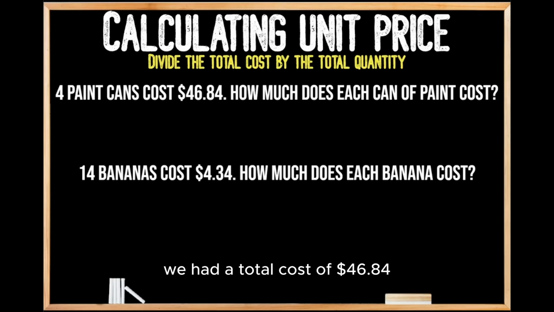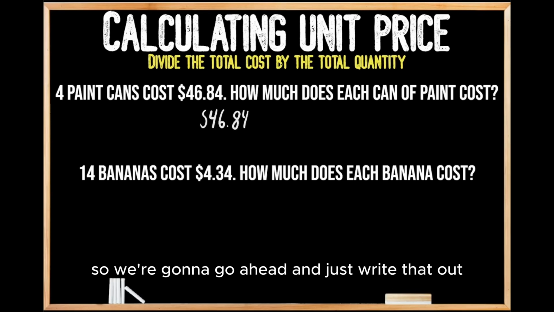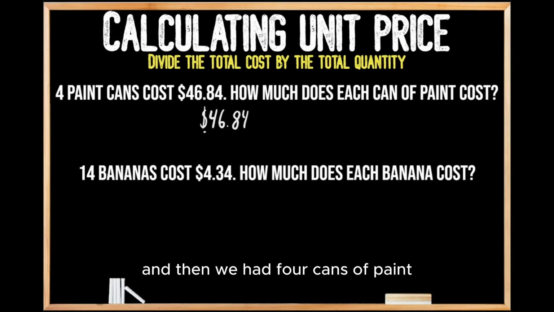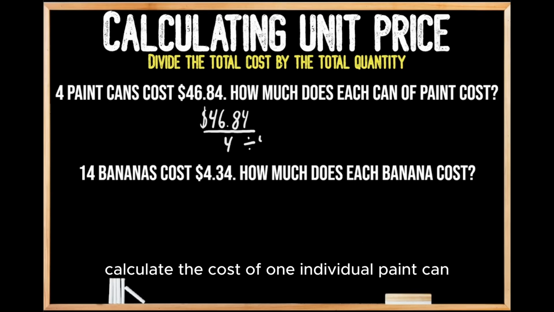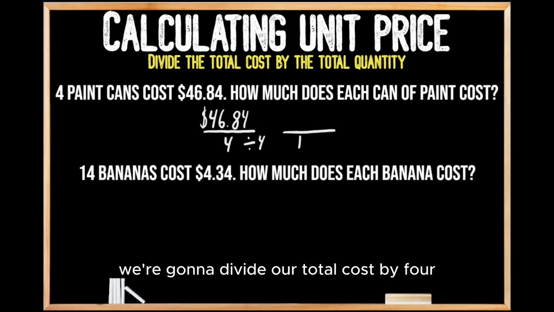So in this case, we had a total cost of $46.84. So we're going to go ahead and just write that out. And then we had 4 cans of paint. So 4 is our quantity. So in order for us to calculate the cost of one individual paint can, we're going to divide our total cost by 4.